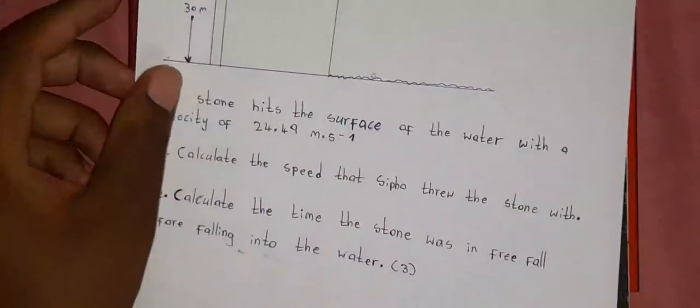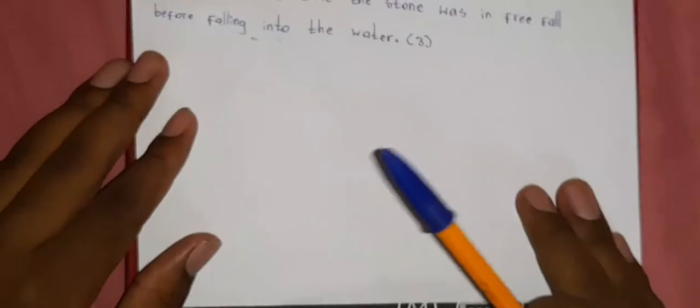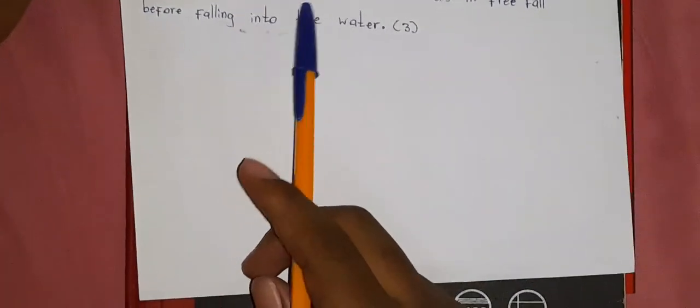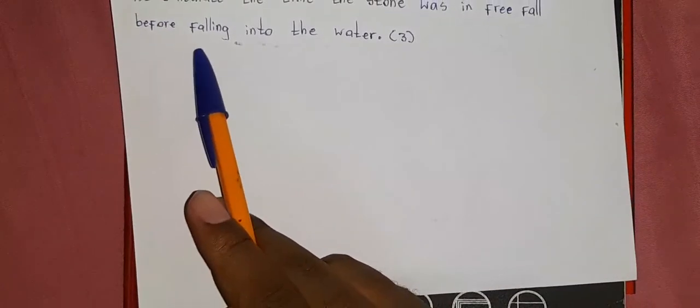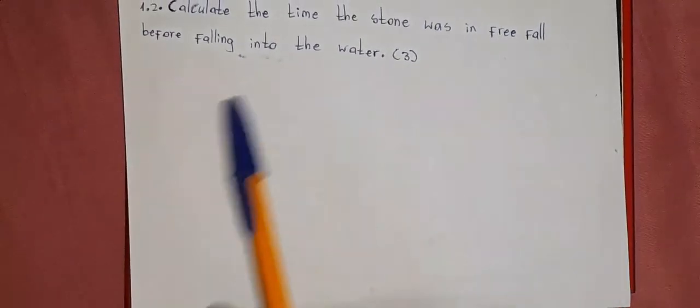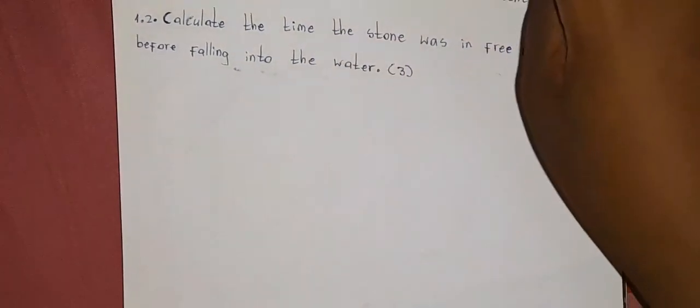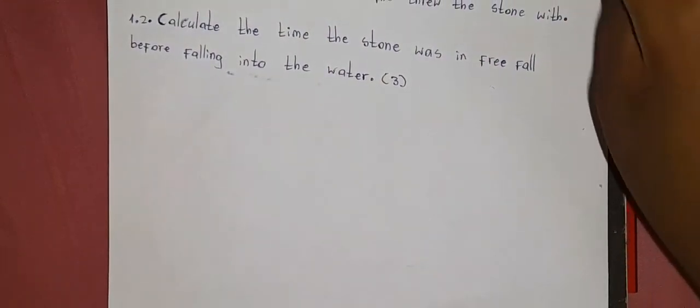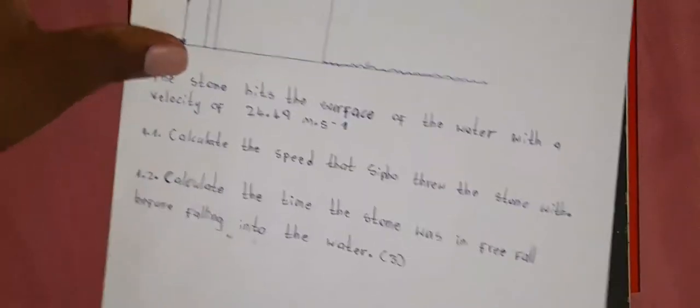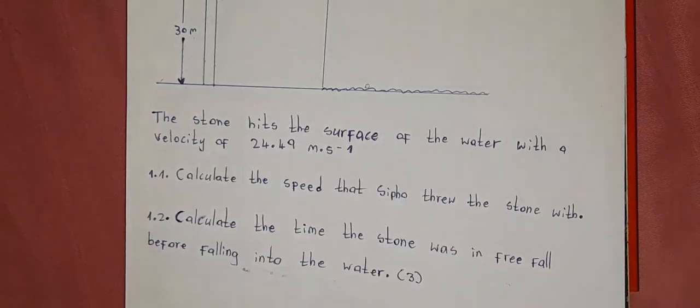So what is the next question? The next question is, calculate the time the stone was in free fall before falling into the water. So we want the total time of the entire motion from here through here. So how can we calculate that time? I think we have everything here. We have the final speed and the initial speed.